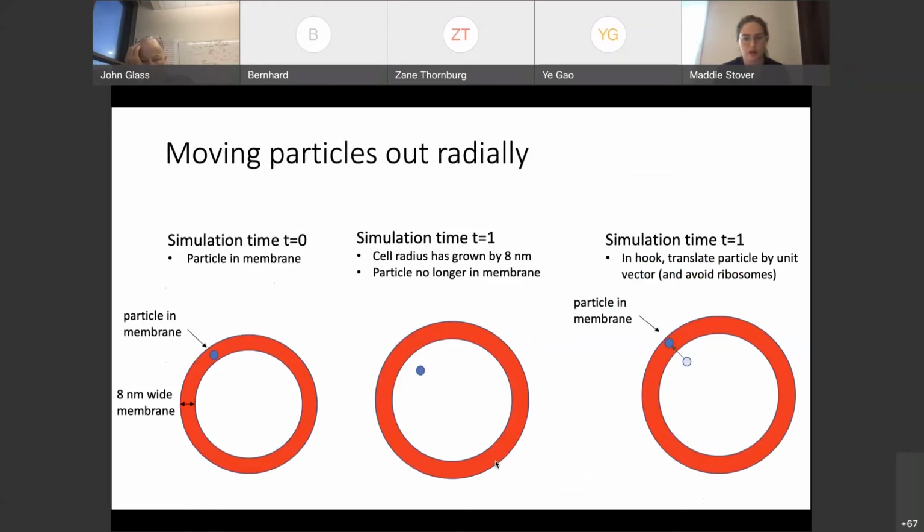Again, just a cartoon depiction of this. At time t equals 0, we have a particle in the cell membrane. We grow it out spherically by 1 layer. The particle is now left behind in the cytoplasm, so we have to translate the particles out along with the cell as it grows.